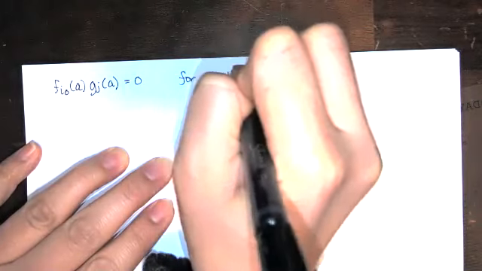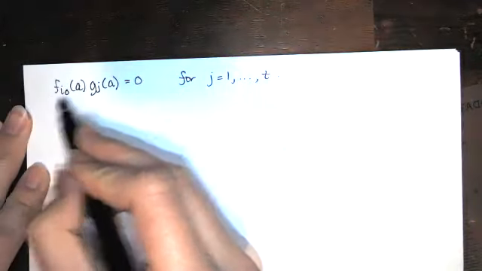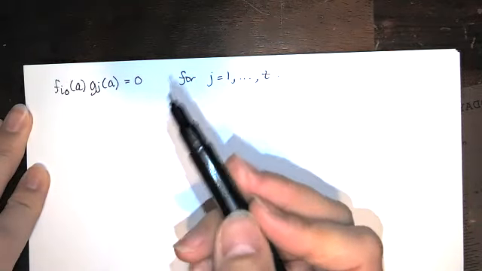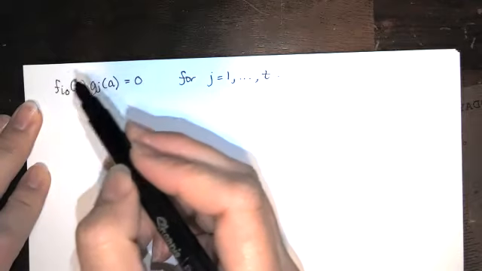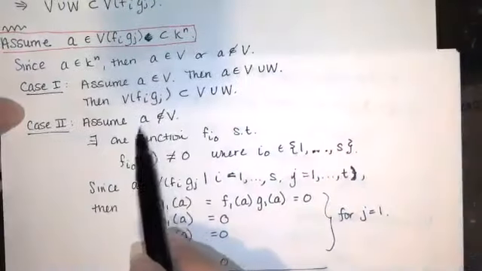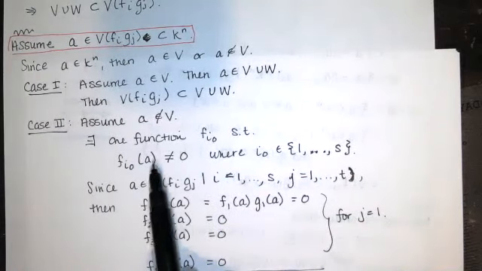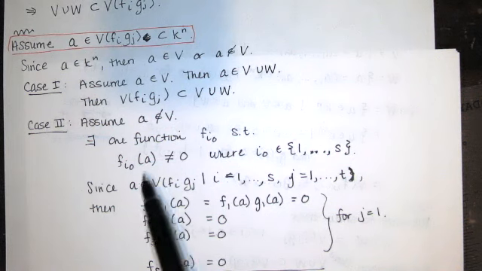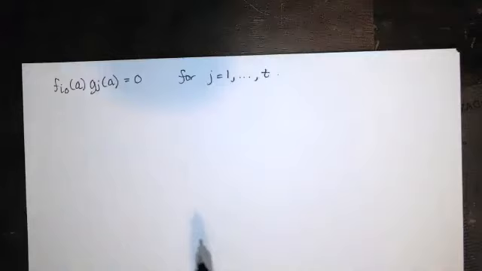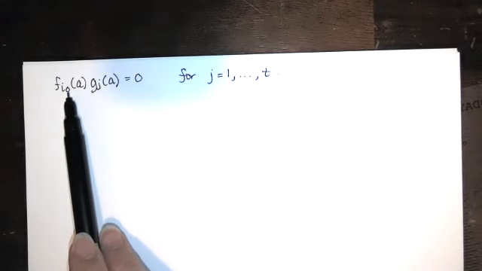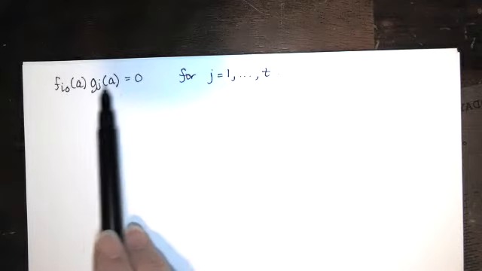So you have f sub i naught of A times g sub j of A. That has to equal 0 for j equals 1 through T. And we already know that f sub i naught of A is not equal to 0, right? Because we have assumed that A is not an element of V, and if A is not an element of V, there must be one of the polynomial equations that define V for which we don't get 0 when we plug in A. So at that particular function on that list, when we evaluate this product, we're still getting 0 for j equals 1 through T.